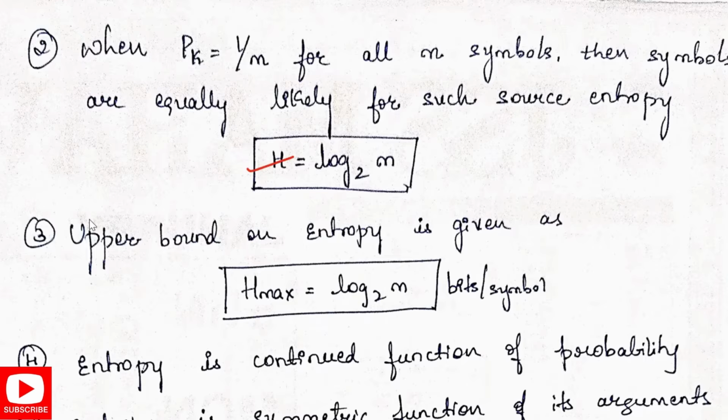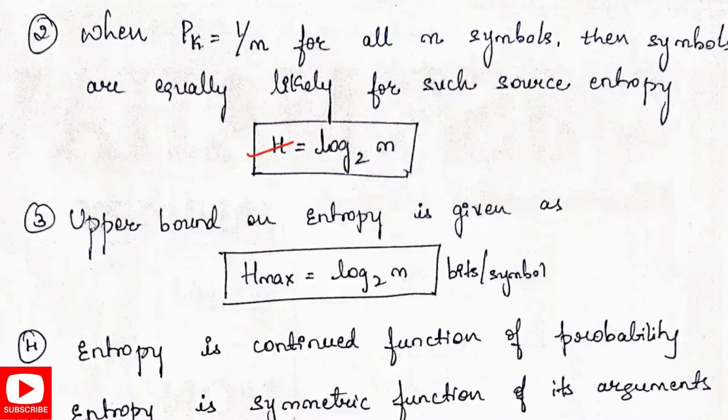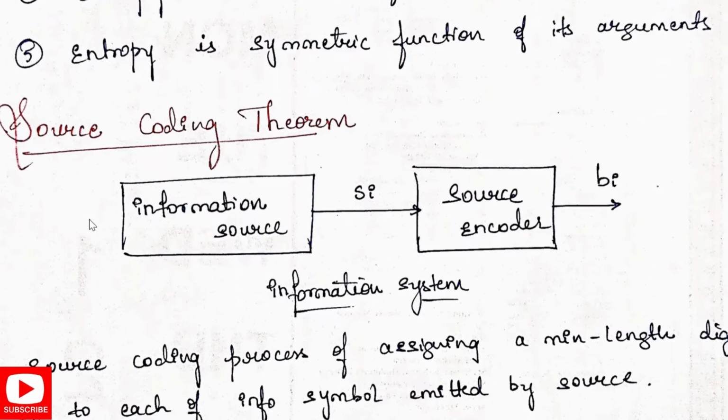Next is the upper bound of the entropy. It is given as H maximum. This will be asked in the problems. To find the H maximum, you need to use the formula H max is equal to log 2 M bits per symbol. Next, entropy is a continuous function of probability. Entropy is a symmetric function of its arguments. These are the 5 properties you need to write.